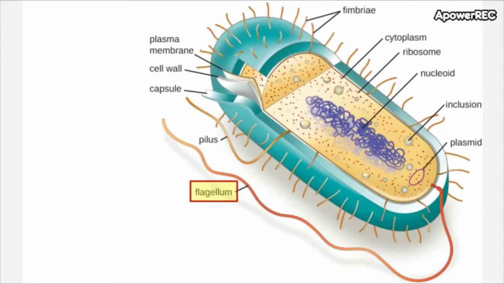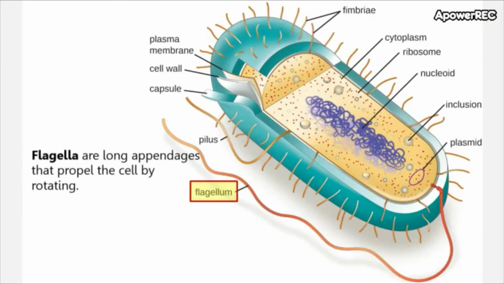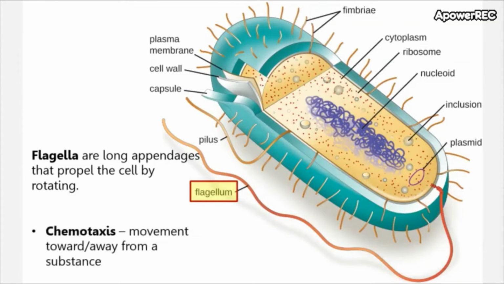Next up is the flagella. Flagella are long appendages that propel the cell by rotating. They allow for something called chemotaxy, which is the movement toward or away from a chemical substance based upon its gradient of concentration. So if it wants to move towards a substance, say a food source, it may follow the breadcrumbs from lowest concentration to a higher concentration. The higher the concentration, the closer it gets to the food source.